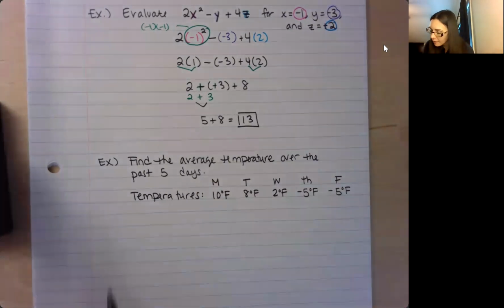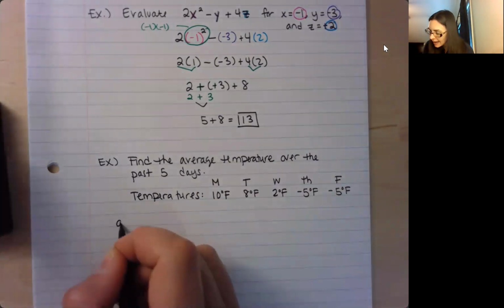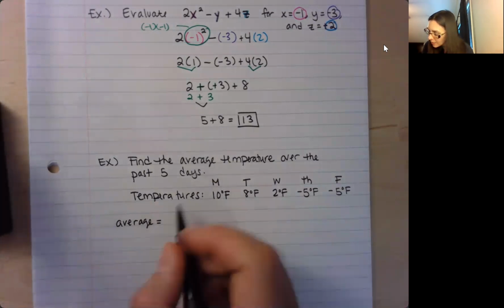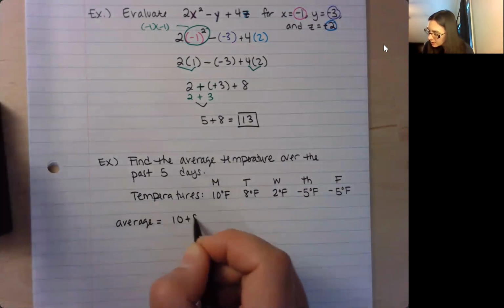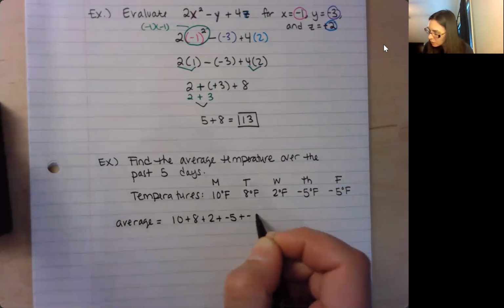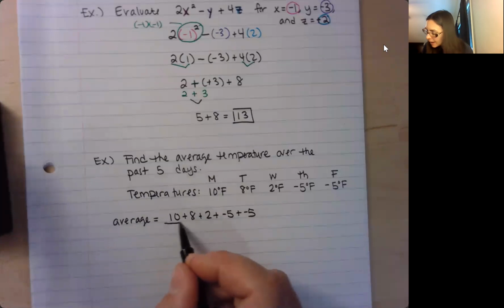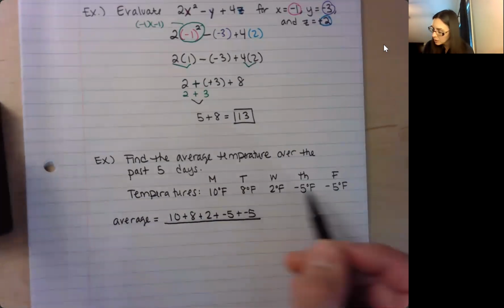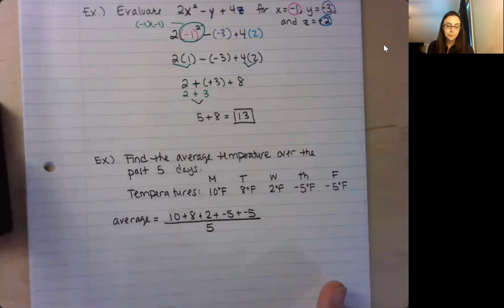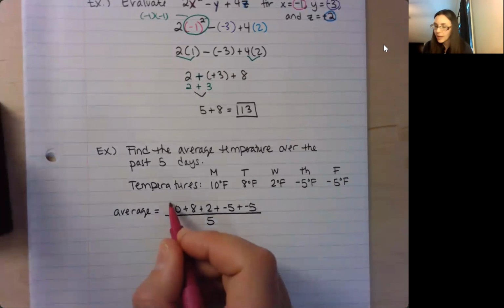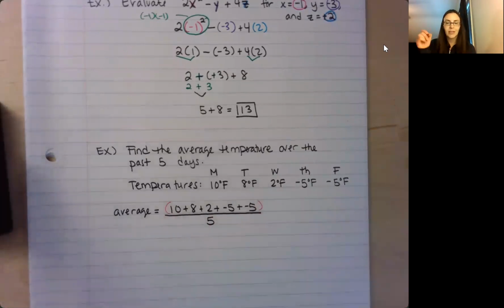So remember, for your average, the first thing you need to do is add everything up. So in my numerator, I'm going to add my 10, my 8, my 2, my -5, and my -5. And then we're going to divide by the number of things we've added. So I have 1, 2, 3, 4, 5 days here. So I'm going to divide by 5. And this actually is an order of operations problem because you do want to make sure that you're doing that numerator first, right? Just going to put parentheses to remind you, do that first.